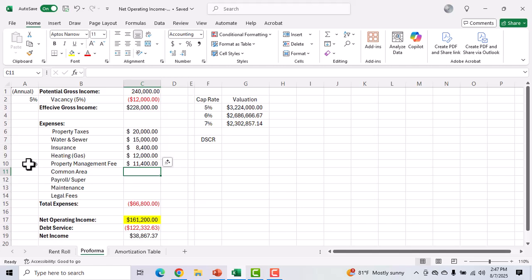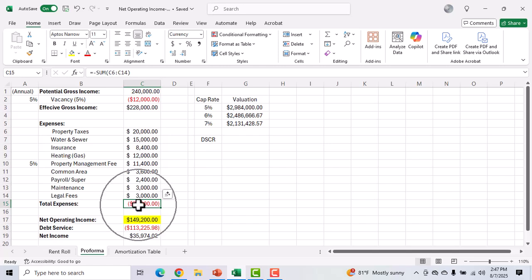Our common area, let's say on an annual basis, is going to be $3,600. Our payroll / super is going to be $2,400. Our maintenance amount is going to be $3,000. And then any legal fees associated with maintaining the property is going to be $3,000. So you'll notice here that brings our total expenses to $78,000.